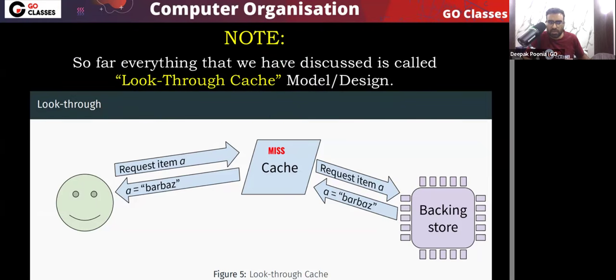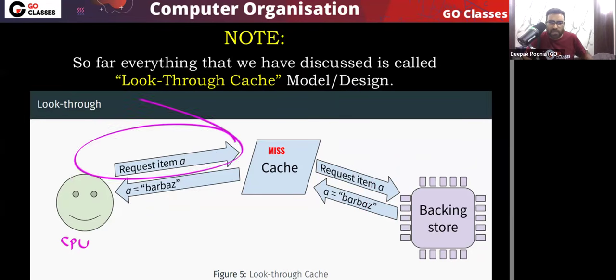So far, everything that we have seen is basically look through cache design. We have seen that cache memory is placed between CPU and main memory. This is the CPU and this is the main memory. We put the cache memory between CPU and main memory because we have a memory hierarchy in modern processors. We put the cache memory on the processor chip between CPU and main memory. Whenever the CPU generates a memory request, remember, the CPU does not know about the cache memory or the levels of cache memory. CPU only knows about the main memory.